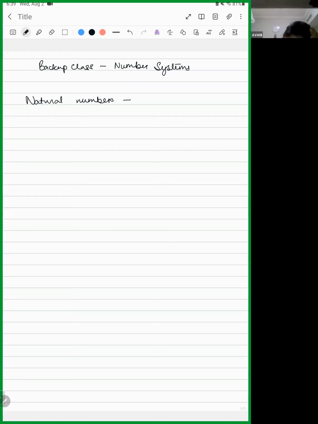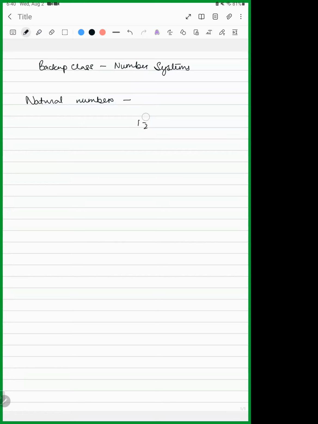Numbers from 0 to... Okay. Would anyone else like to give an example of natural numbers? From 1 to infinity. Okay. What about 1.5? That is also included between 1 to infinity. Is 1.5 a natural number? Yes. 1.5 is a natural number.